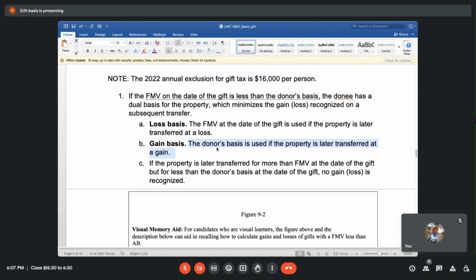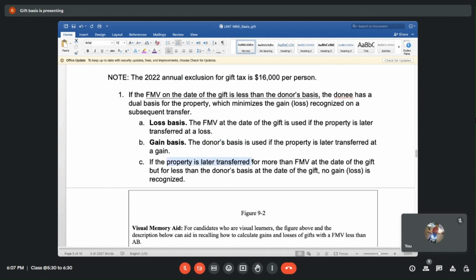Gain basis: the donor's basis is used if the property is later transferred at a gain. The donor might have bought it for 10,000 in our example, and we will use that basis if the property is transferred at a gain. If the property is transferred for more than fair market value on the date of the gift, but for less than the donor's basis, somewhere in between. So in our example, fair market value was 3,000, donor's basis was 10,000, and the donee decides to sell it for 7,000. So this is between 3,000 and 10,000. If that is the case, then what the IRS is saying is, don't recognize any gain or loss.